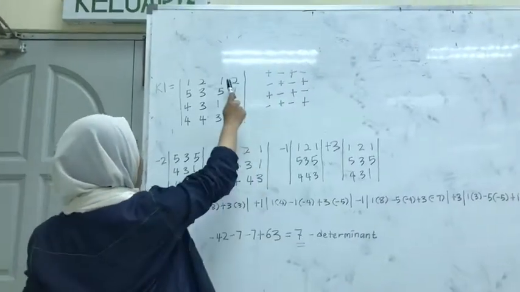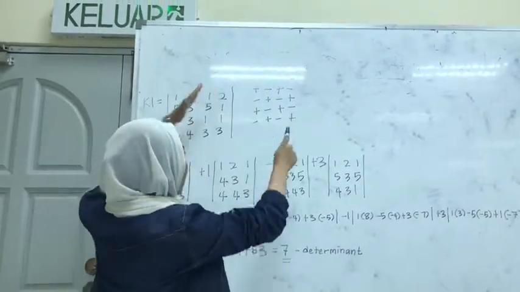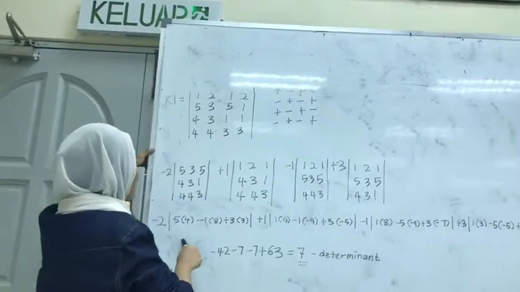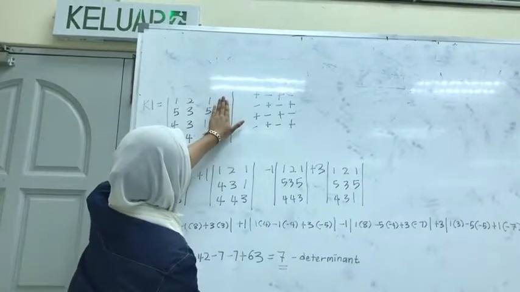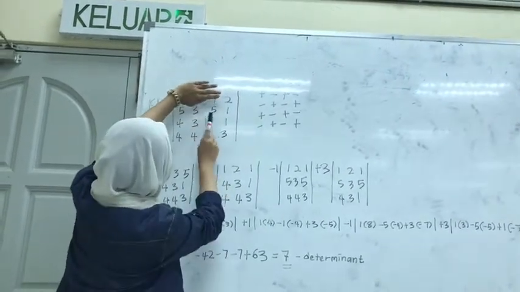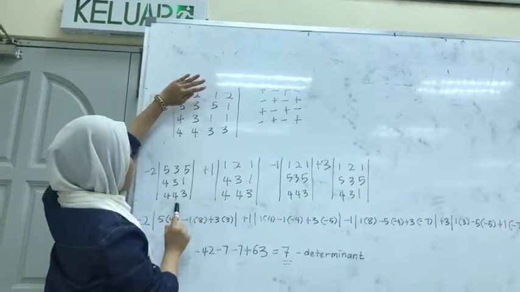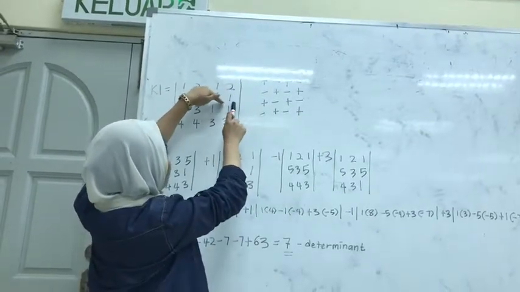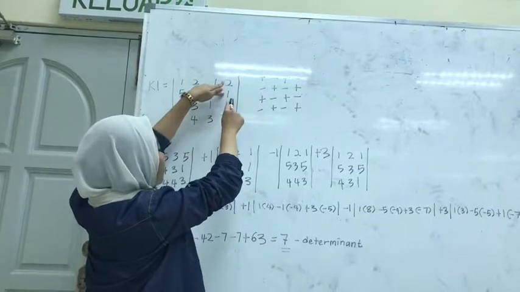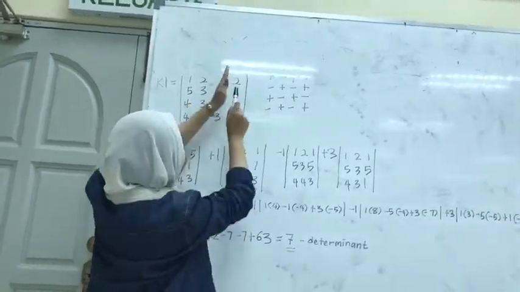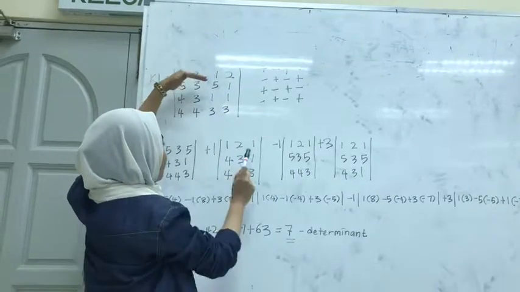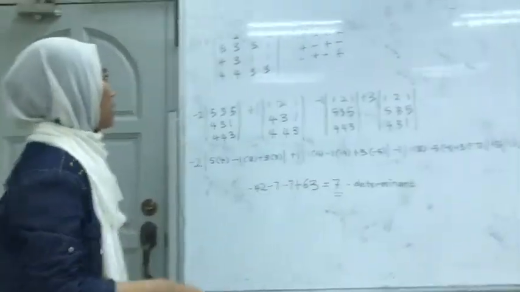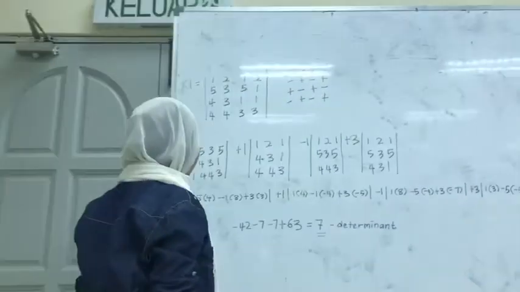Okay, first, for 2 in this column, the sign is negative, so we put negative 2 outside, and then we close this column and row, and then we get 5, 3, 5, 4, 3, 1, and 4, 4, 3, which is this. Okay, and then the second number in the column is 1, we put it outside, and then we close the row and column, and we get 1, 2, 1, 4, 3, 1, 4, 4, 3, and the other numbers in this column.